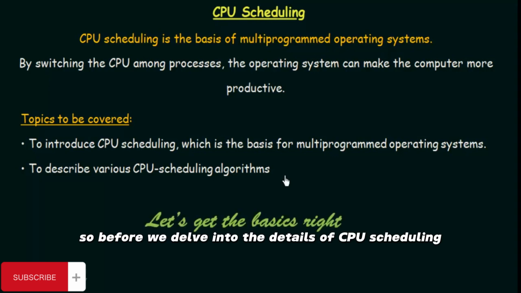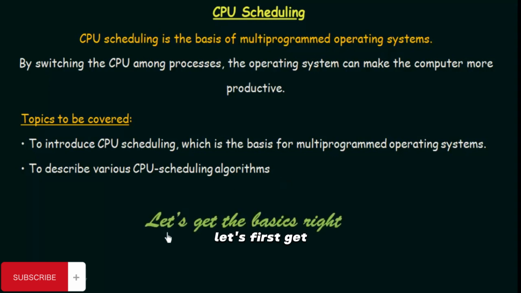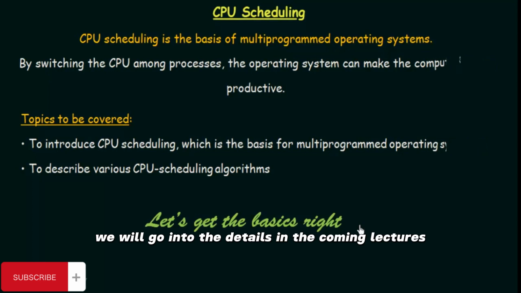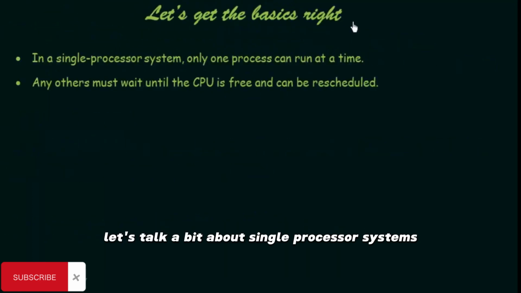Before we delve into the details of CPU scheduling, let's first get the basics right. Let us first try to understand in a very basic and simple way what CPU scheduling means, and then we will see the importance of CPU scheduling. After getting the basics right, we will go into the details in the coming lectures. So coming to the basics, let's talk a bit about single processor systems and multi-processor systems, which we have already studied before in this lecture series.